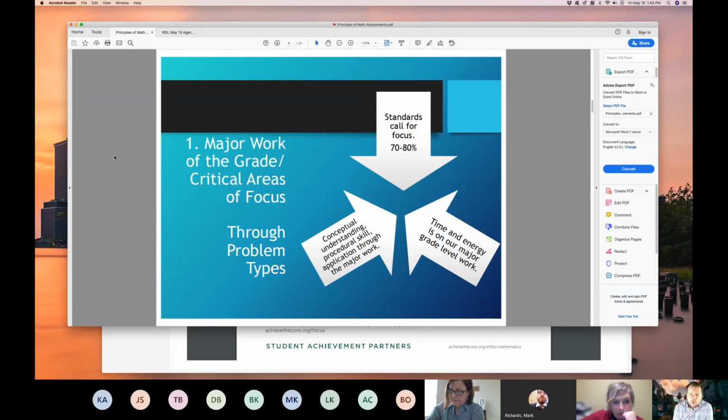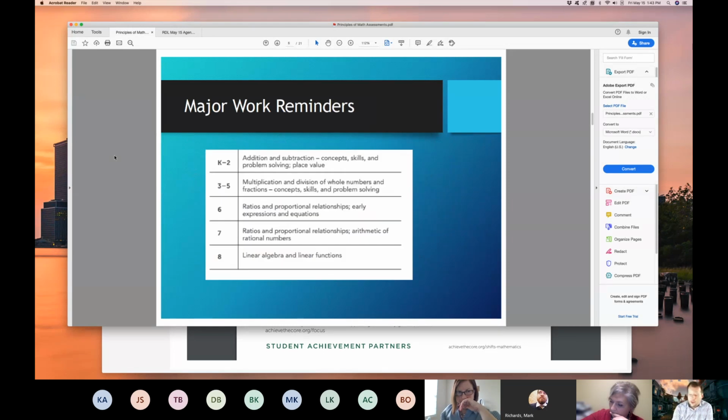Then from there, we're going to take those major work things and look at them through the procedural skill lens, the application lens, as well as the conceptual understanding lens to make sense of what's going on mathematically. And we'll look at that. So just as a reminder, there's our major work again. K through 2 is addition and subtraction, 3 through 5 is multiplication and division, ratios and proportions at 6, ratios and proportions at 7, and we start to add rational numbers in it, and then 8th grade is linear algebra and linear functions. That's pretty much what goes on in those grade levels.